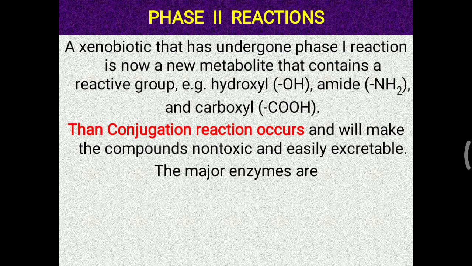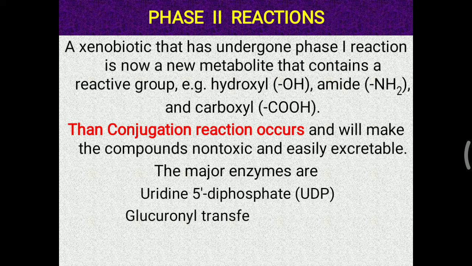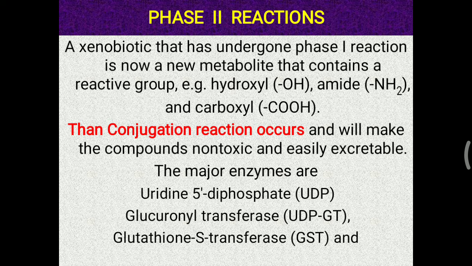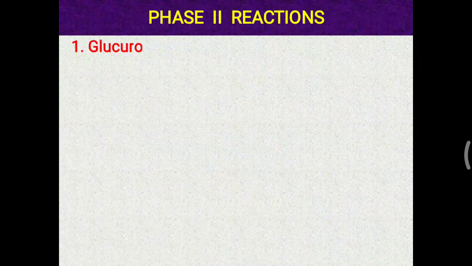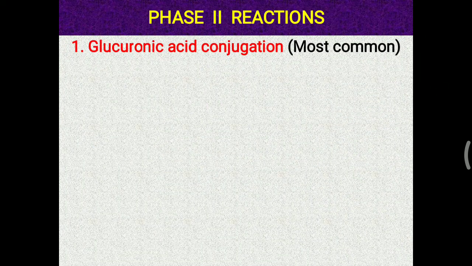The major enzymes involved in this phase 2 reaction are uridine 5-diphosphate, simply called UDP, glucuronyl transferase, which is generally attached with UDP. Further, glutathione S transferase, which mostly transfers glutathione. That is also an important enzyme of this phase 2 reaction. One more is sulfotransferase. These four are commonly utilized enzymes for the phase 2 reaction of biotransformation. Further, we will look at each conjugation process in detail.